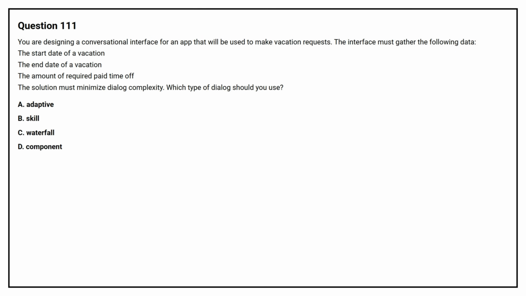Question number 111. You are designing a conversational interface for an app that will be used to make vacation requests. The interface must gather the following data: the start date of a vacation, the end date of a vacation, the amount of required paid time off. The solution must minimize dialogue complexity. Which type of dialogue should you use?